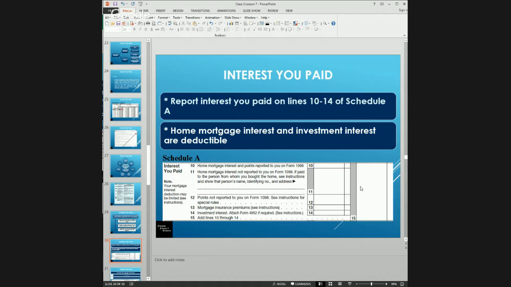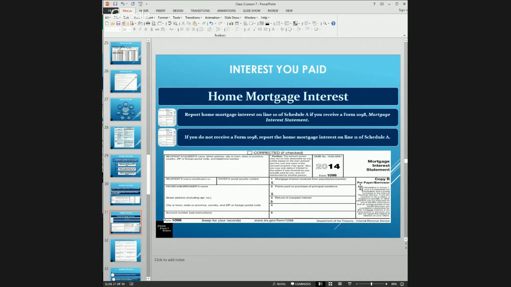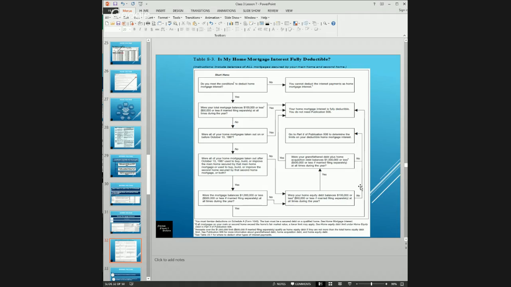You must report the interest that you paid on lines 10 through 14 of the Schedule A, and home mortgage interest and investment interest are deductible if certain rules apply. Home mortgage interest is typically reported to you on a Form 1098. You'll see the amount that is being identified as mortgage interest that's been paid. If you do not receive a Form 1098, you can still report the mortgage interest. In that instance, you would report it on line 11 instead of line 10, and you would more than likely be asked for additional supplemental information.